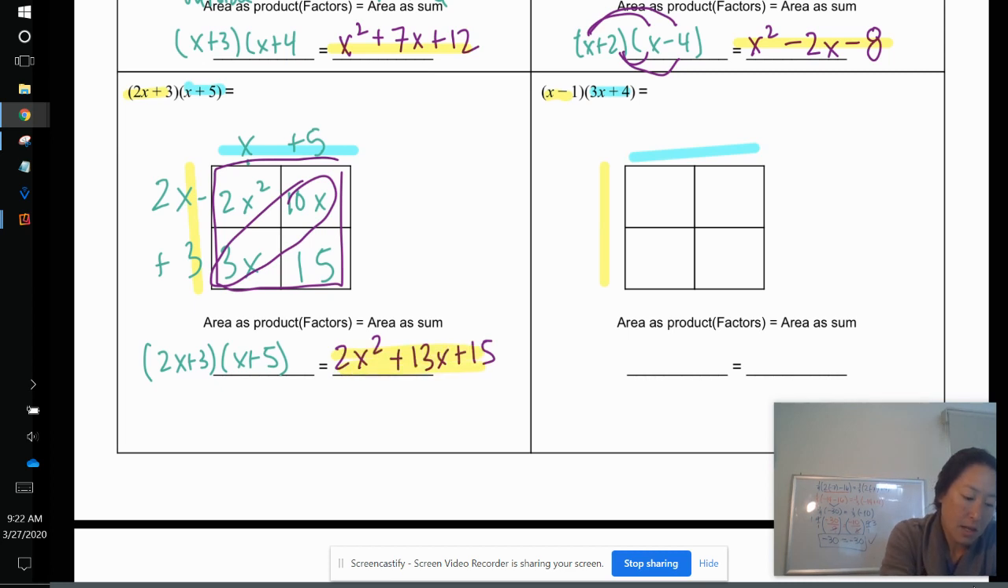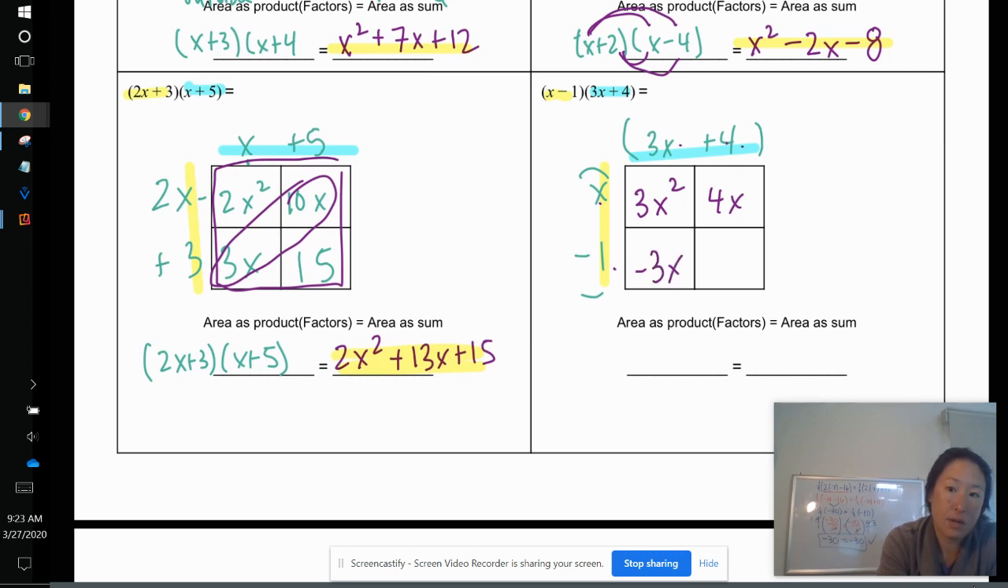All right, last one. So I have x minus 1 times 3x plus 4. For this first box, we're doing top left times top. So 3x times x gives me 3x squared. 4 times x gives me 4x. 3x times negative 1 gives me negative 3x. And then 4 times negative 1 gives me negative 4.